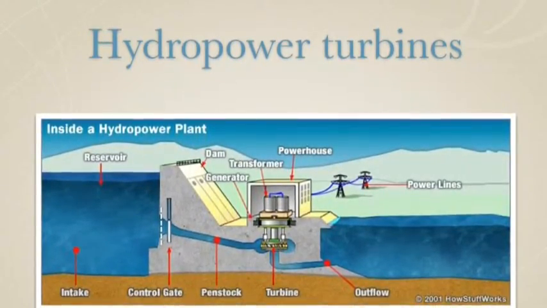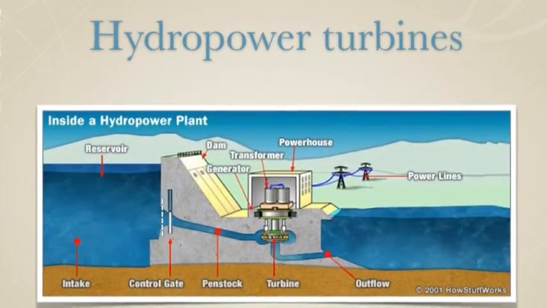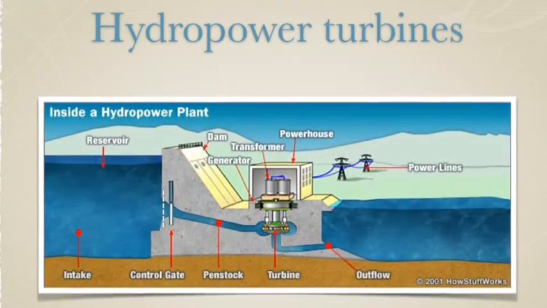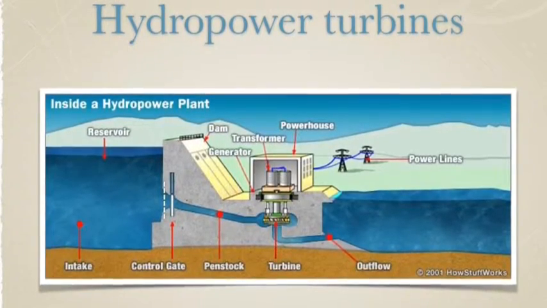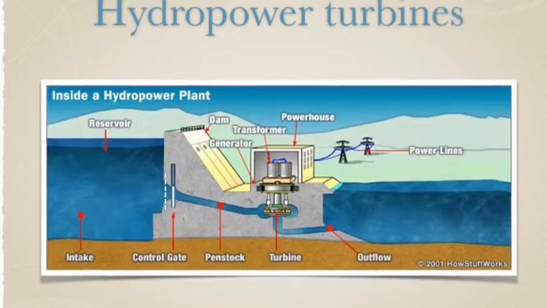Inside a hydropower plant, the water in the reservoir is considered stored energy. When the gate opens, the water flowing through the penstock becomes kinetic energy because it's in motion. The amount of energy that is generated is determined by several factors. Two of these factors are the volume of water flow and the amount of hydraulic head.